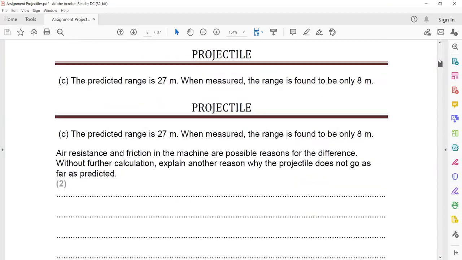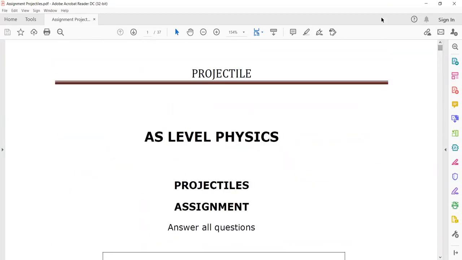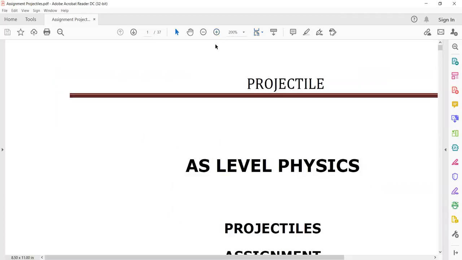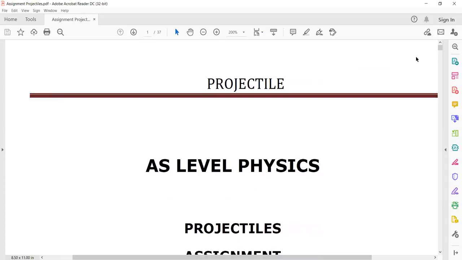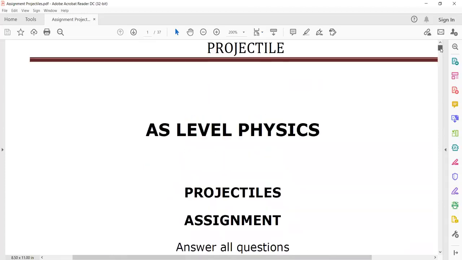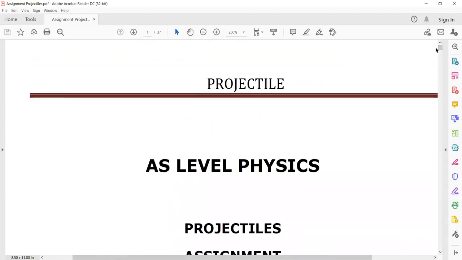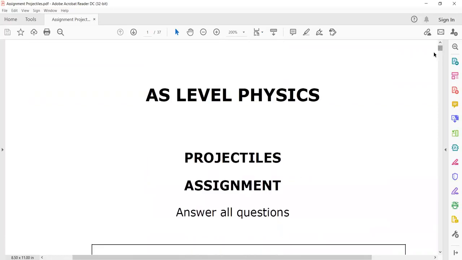So these are some questions related to the topic of projectiles. Any question related to the class today? Any question or a doubt? So I'll end the session and share this.